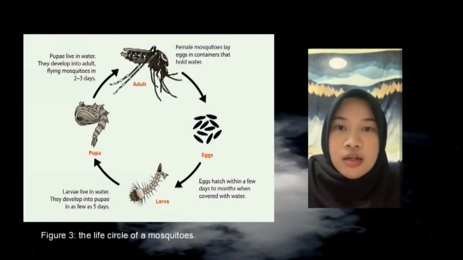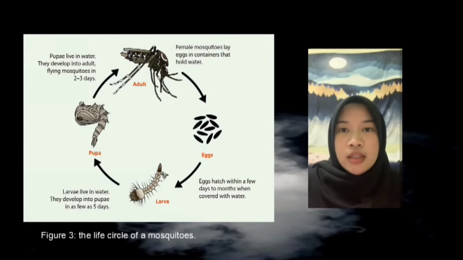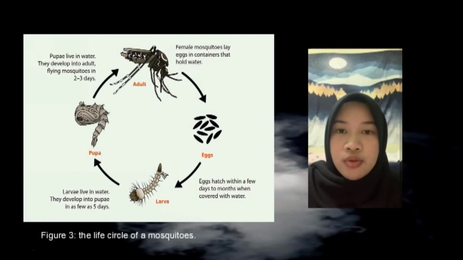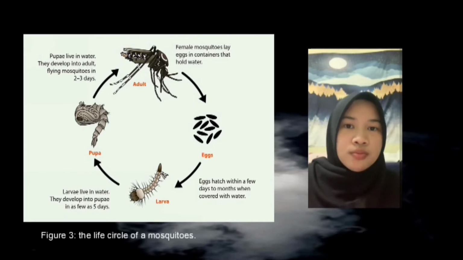An Aedes takes around 7 to 10 days for an egg to develop into an adult mosquito. There are 4 stages to the mosquito, which are egg, larva, pupa, and lastly the adult mosquito.